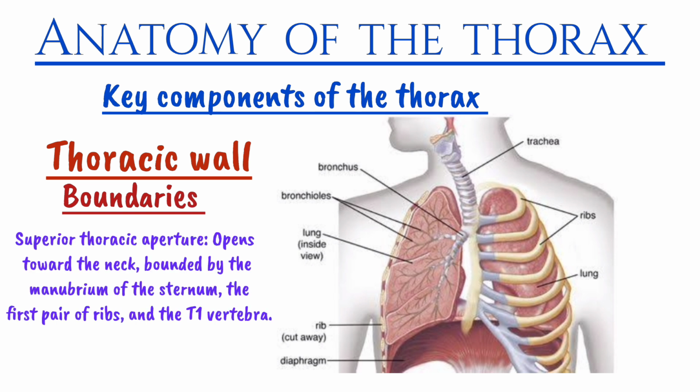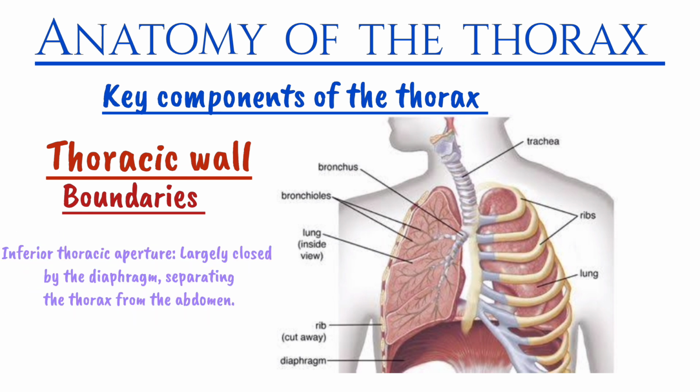It opens towards the neck and it is bounded by the manubrium of the sternum, the first pair of ribs, and the T1 vertebrae. Then the inferior thoracic aperture is largely closed by the diaphragm, separating the thorax from the abdomen. Now this is a vital point you have to understand. The diaphragm is what separates the thorax from the abdomen.